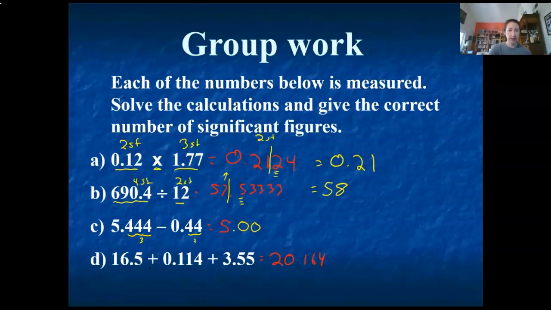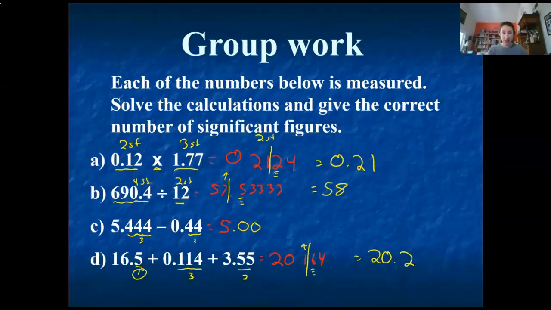Okay, again, this is adding and subtracting here, so we're going to only look past the decimal place. This has 1 past the decimal place. This one has 3. And this one has 2. That means we can only have 1 number past our decimal place. So I'm going to draw my line here. This 6 says I need to round this up. So when I do this, I get 20.2.